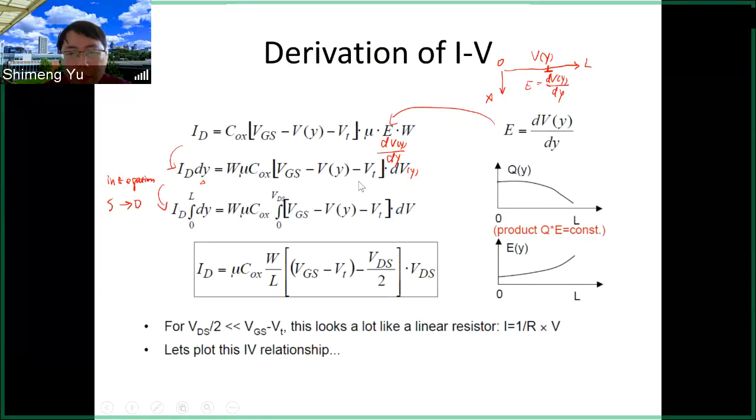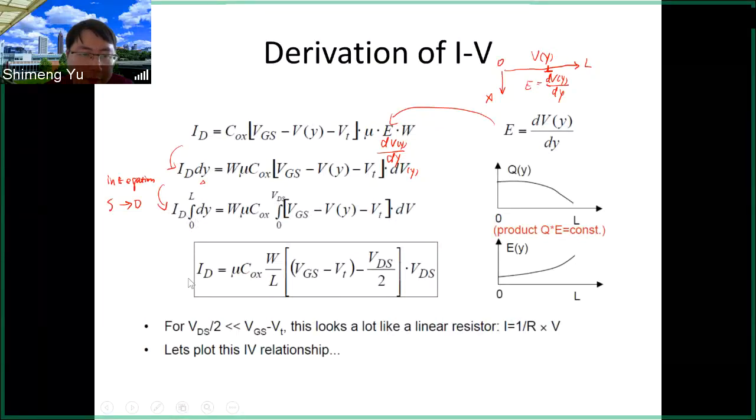On the right hand side, it's about voltage. So from the source to the drain, voltage changes from what? From 0 to VD, because the drain is applied VD. So then we can do this integration.